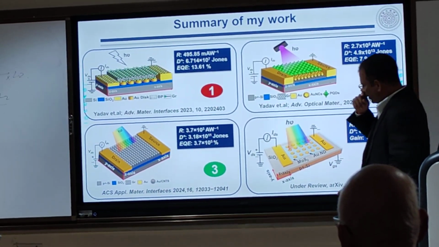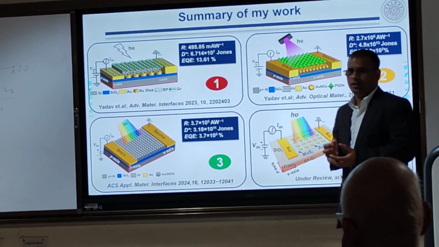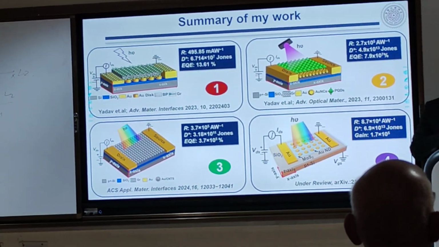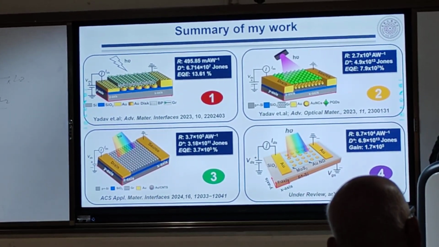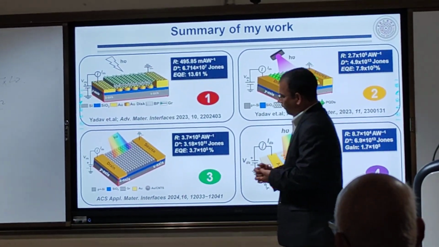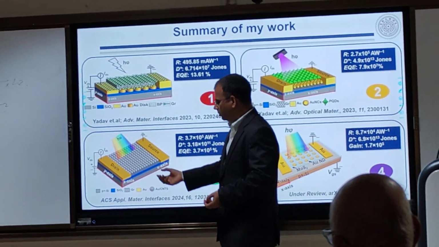In the third work, we have a core-shell structure. In the core we have metal gold nanocrystals, and in the shell we have semiconductor. Then we spin coated graphene, and light will be incident.